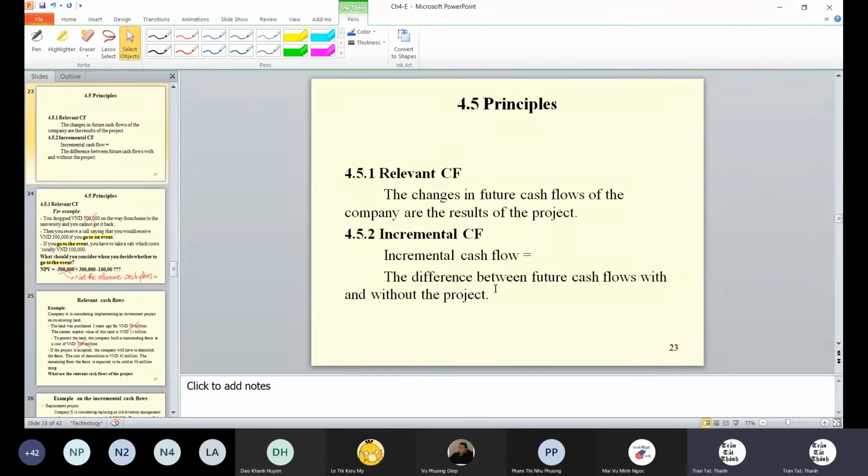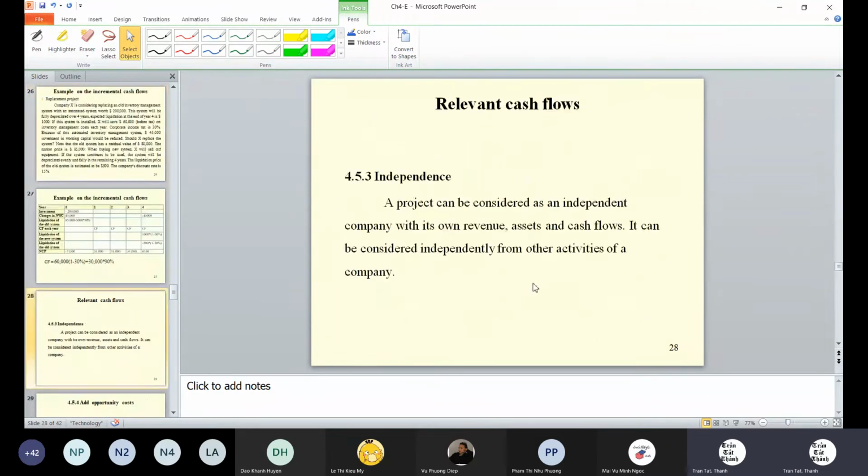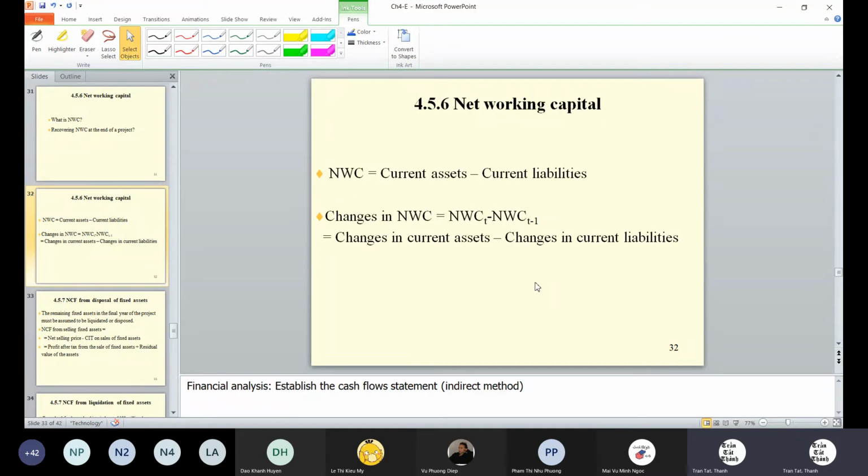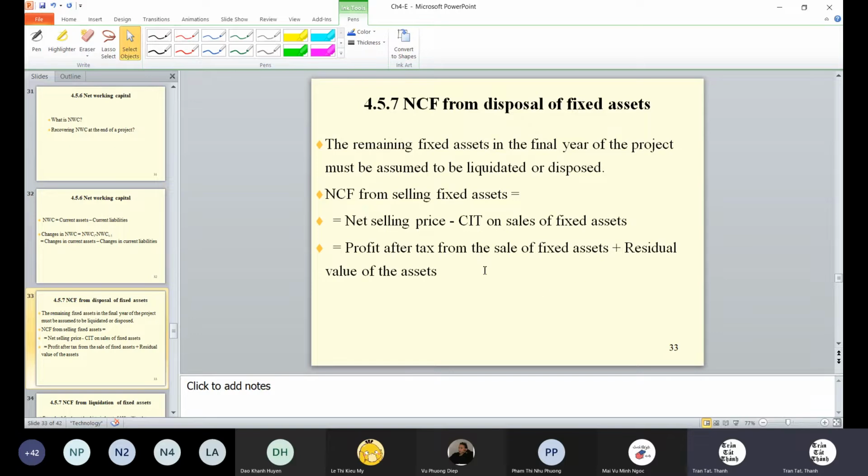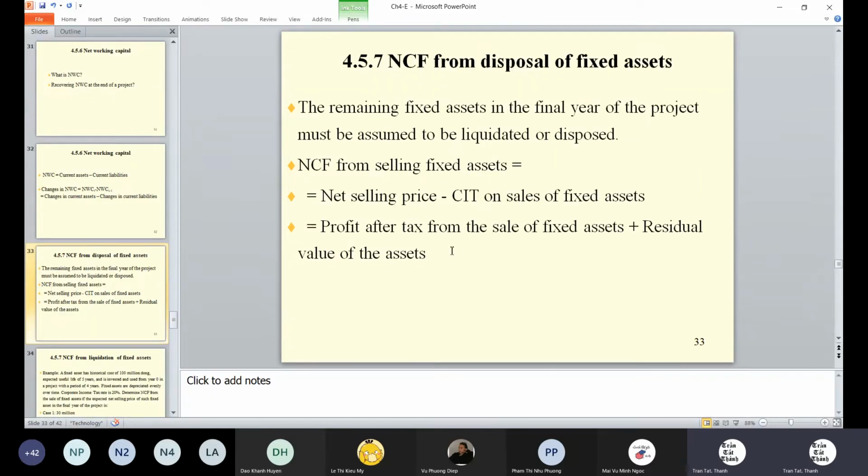So now it is the time for us to add back everything that we ignored from the beginning. The first thing we should not ignore now is the changes in net working capital. We cannot ignore it anymore. The second thing that we should add back is the cash flow from disposal of fixed assets. Now, how could we calculate that one? The first case, we just get the net selling price. For example, we sell a fixed asset and we get $100 million.